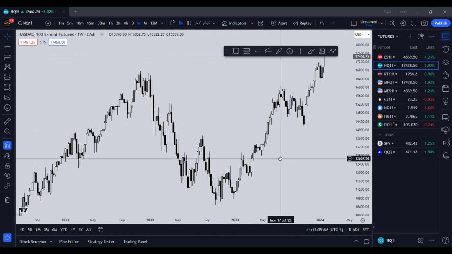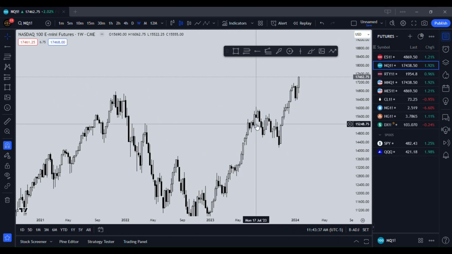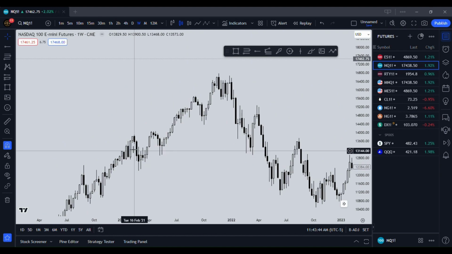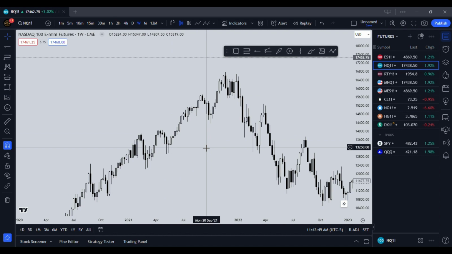I mean, could it possibly do a number like this where we just ran up and then consolidated, look, this was an all-time high itself here. This was an all-time high. This was an all-time high. I mean, any one of these can happen.